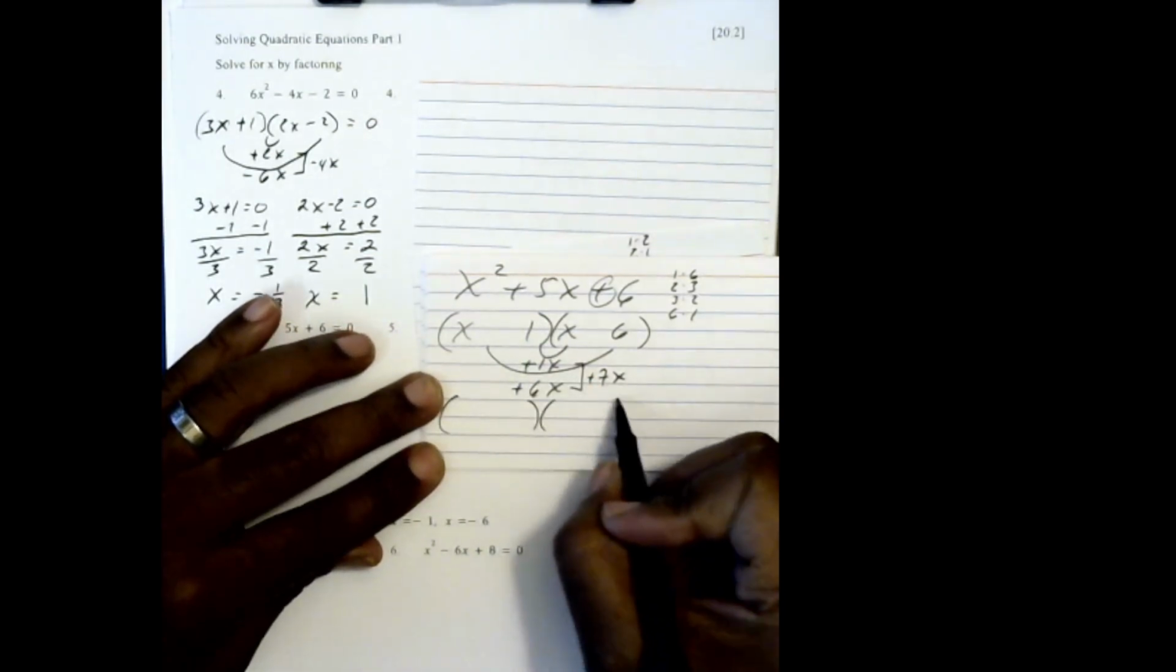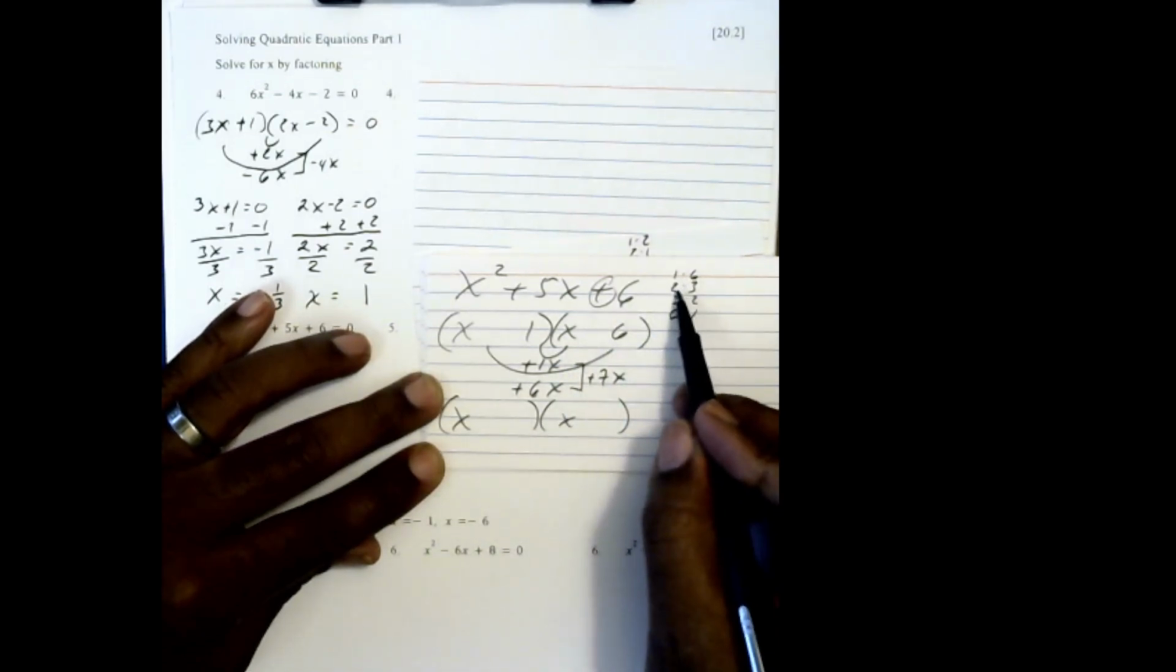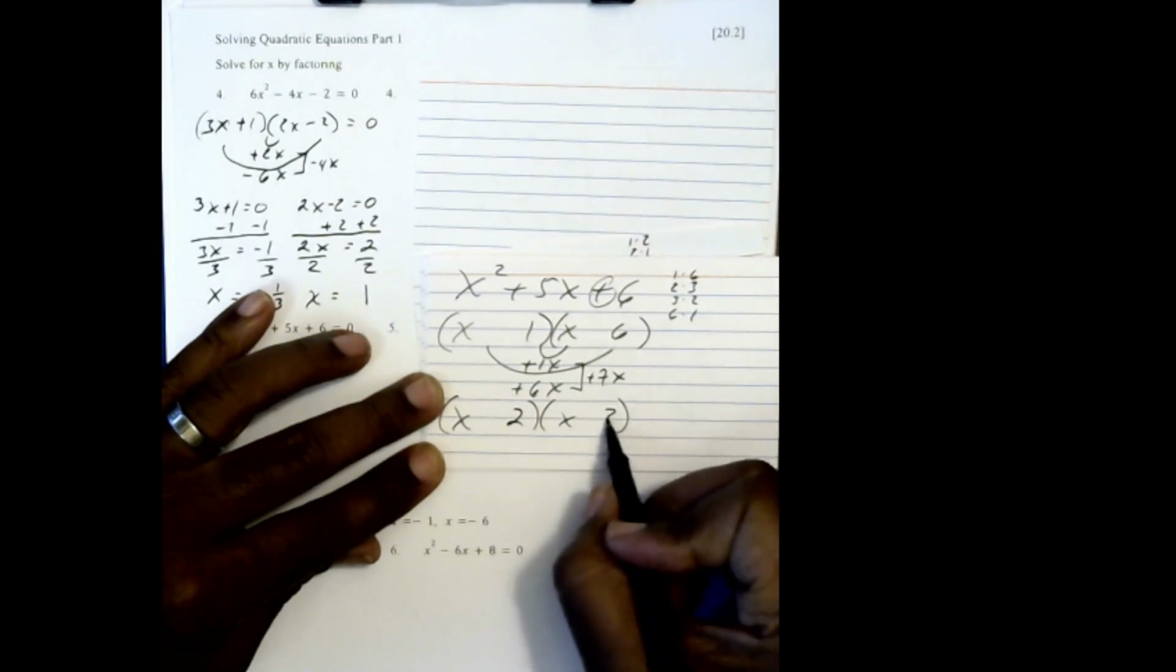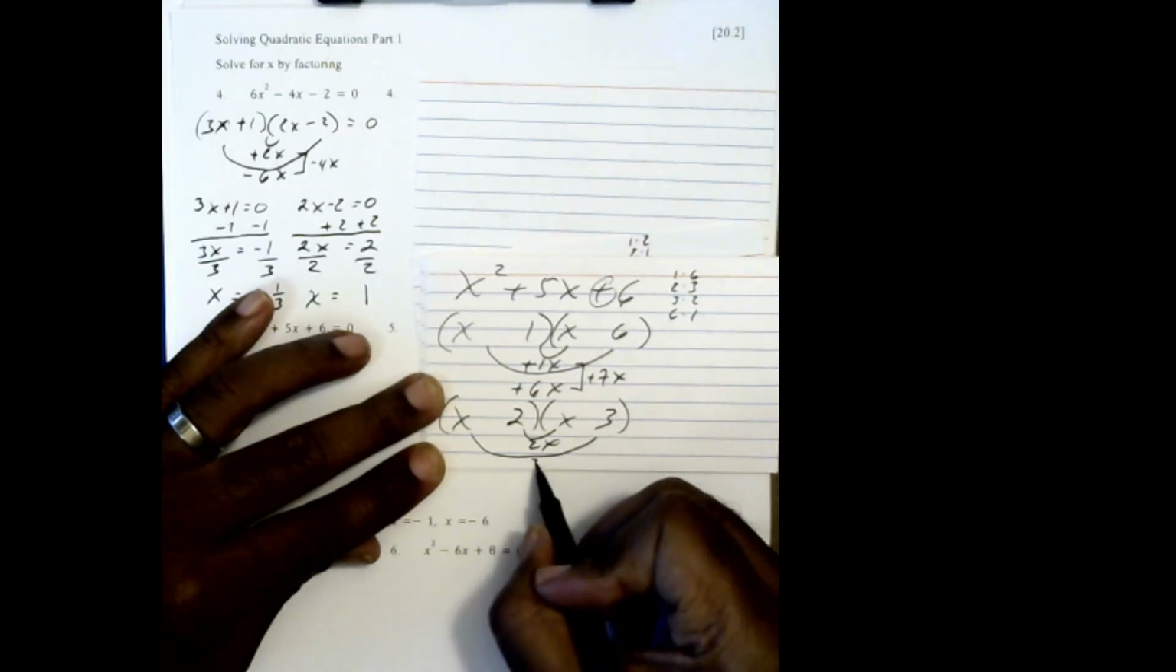So let's change directions. x times x again, but instead of using the 1 times 6, let's use the 2 times 3. 2 times 3, so we'll get a 2x here, and we'll get a 3x there.